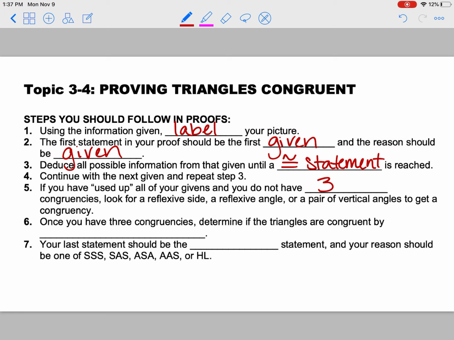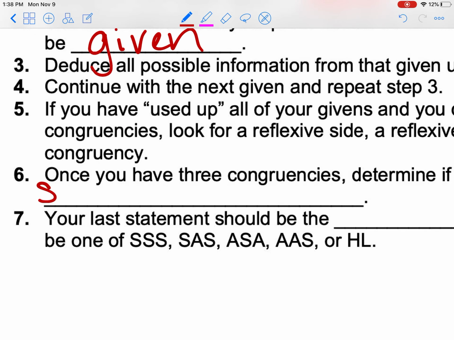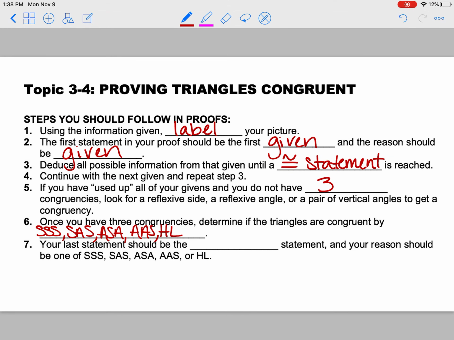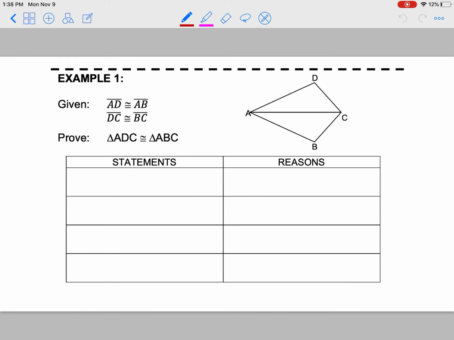If you've used up all of your givens and you do not have 3 yet, then you need to look for what we've been talking about with reflexive sides, the shared side, the reflexive angle, the shared angles, vertical angles, things like that. Once you have 3 congruencies, determine if the triangles are congruent by our 5 ways. So those again are side, side, side; side, angle, side; angle, side, angle; angle, angle, side; and our HL. Your last statement should be the prove statement. And your reason should be one of those 5 reasons, proving them congruent through one of those 5 statements.